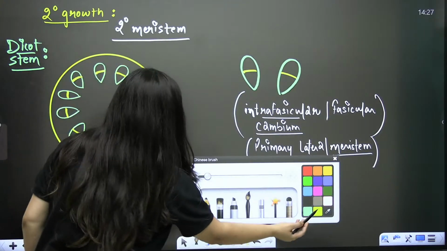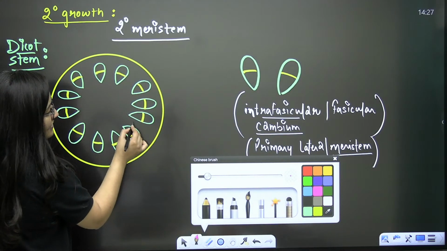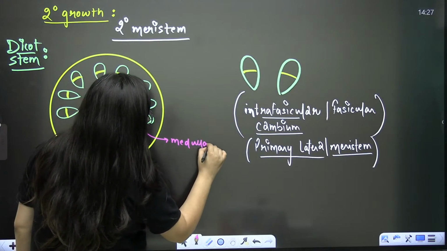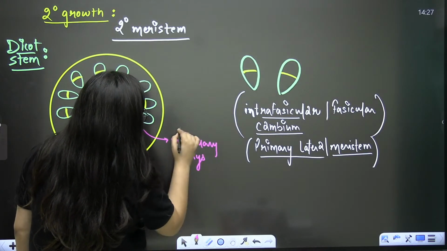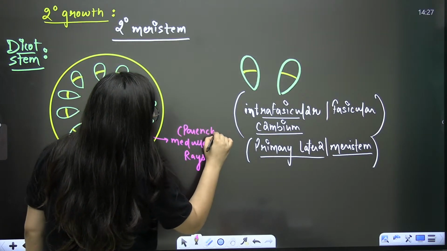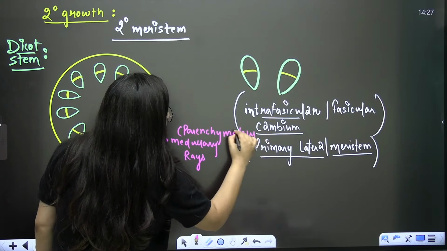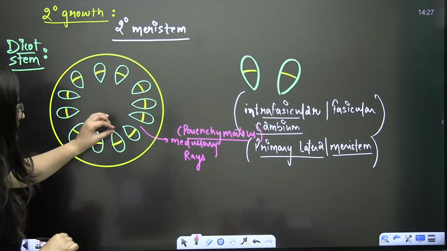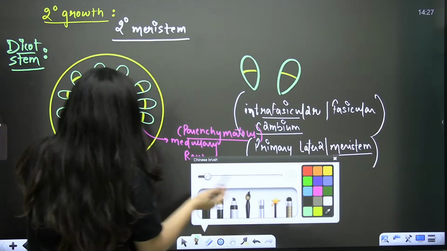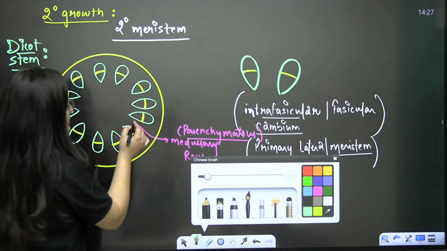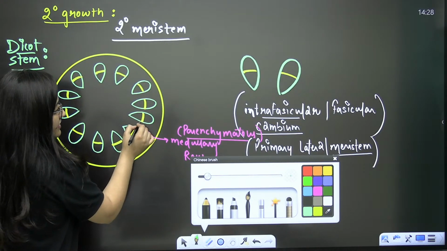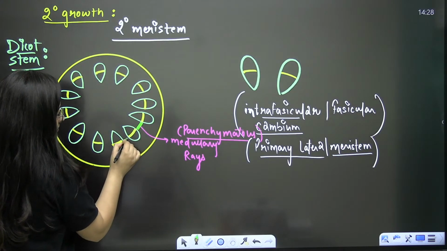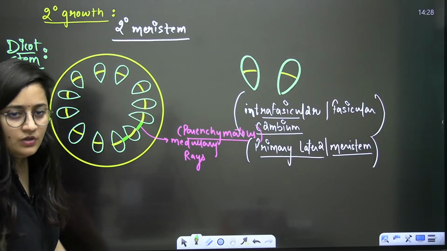Now what is going to happen here? The cells in between these vascular bundles are the medullary rays, or the vascular rays. And you know that here the cells are parenchymatous. Now these cells will again become meristematic. Their dedifferentiation will occur, and these cells will start dividing and form interfascicular cambium.